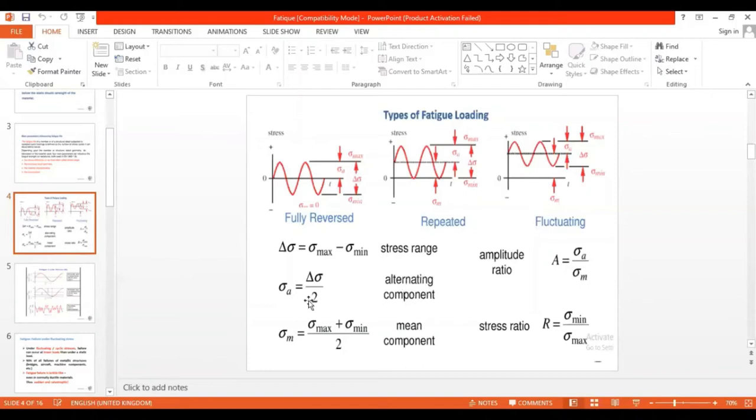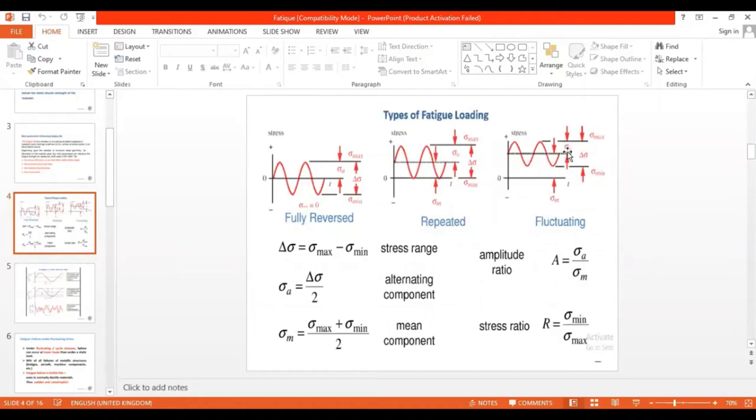Then I have the alternating component, that is sigma A, right? This one is the alternating component, that is delta sigma by 2. Delta sigma is sigma max minus sigma min, so sigma A is (sigma max minus sigma min) by 2, right? So this alternating component is half of the stress range between sigma max and sigma min, right?